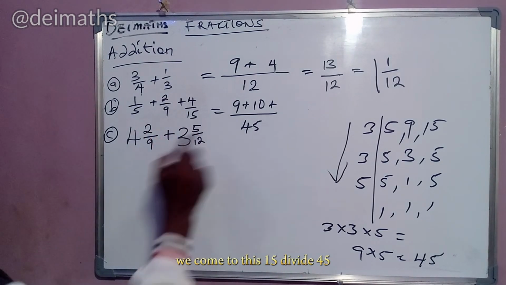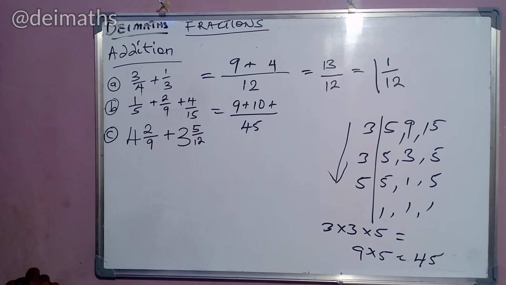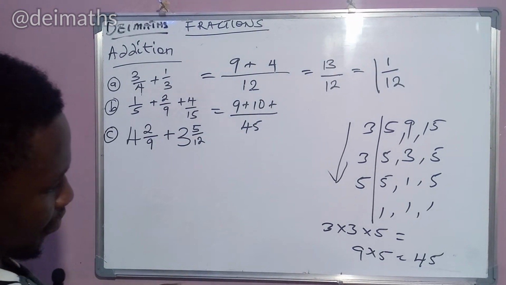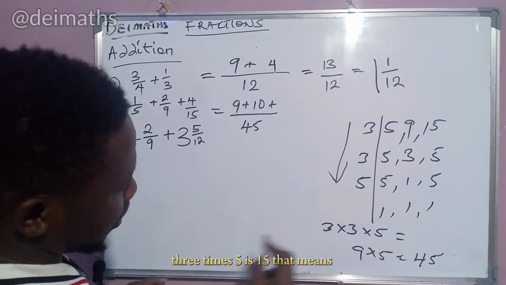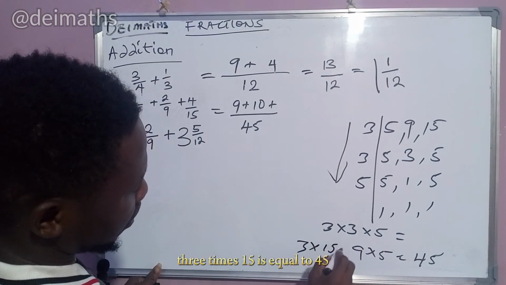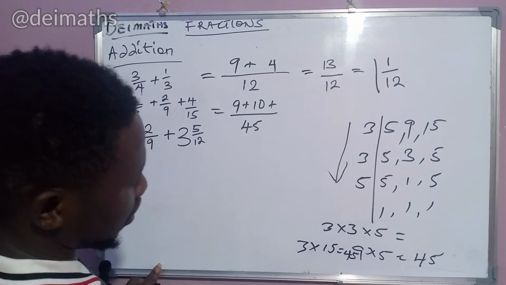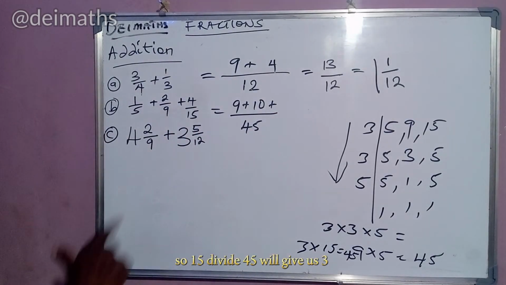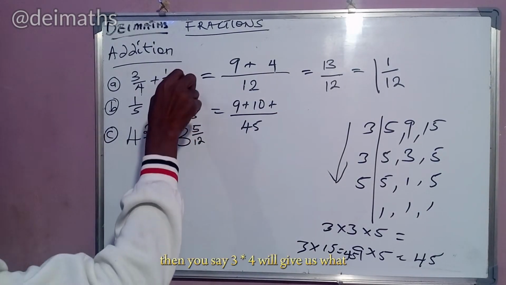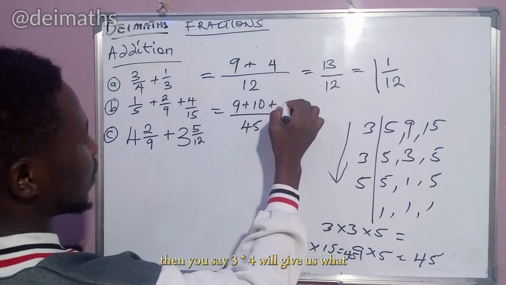15 divide 45. If you want to know, you look at this thing. 3 times 5 is 15. That means 3 times 15 is equal to 45. So 15 divide 45 will give us 3. Then you say 3 times 4 will give us what? 12.